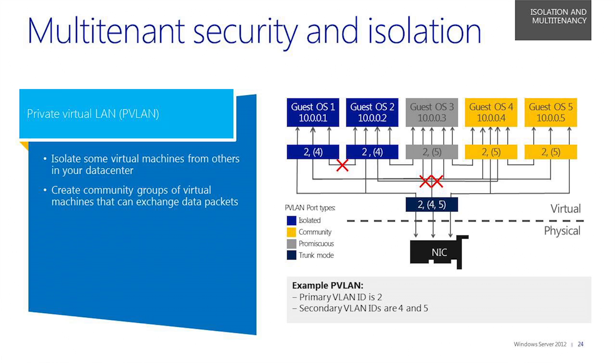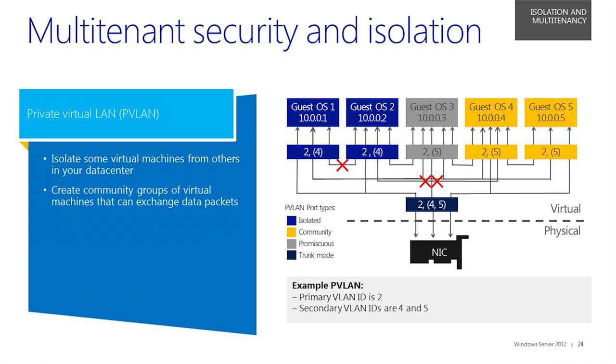VLANs are essentially a technology that allows us to subdivide networks. What private VLAN allows us to do is do that at a virtual machine level. Here you're seeing a couple of guest operating systems, and we have a couple of different scenarios. The red X's mean that these could be two different customers, right? And we want to make sure that they're isolated and their data is protected.